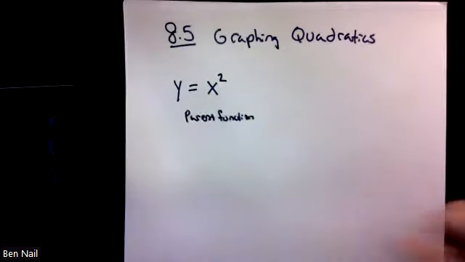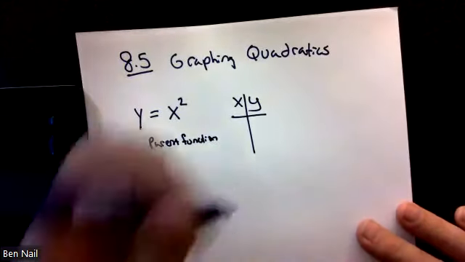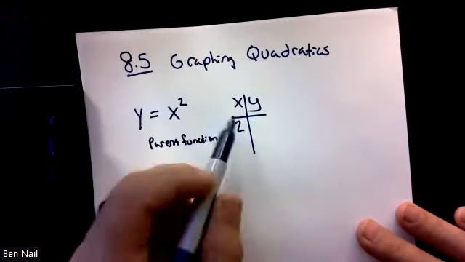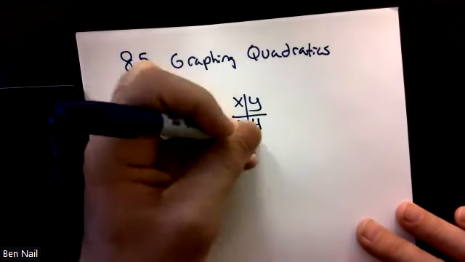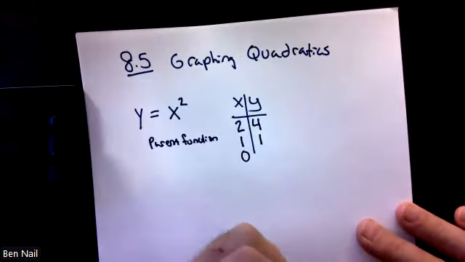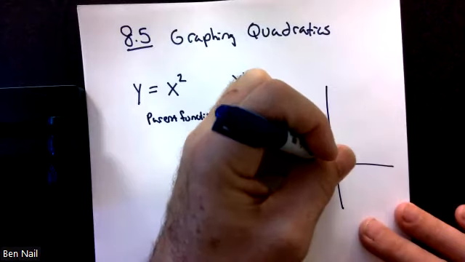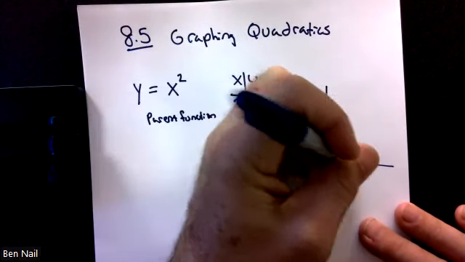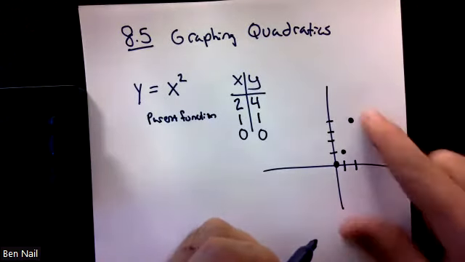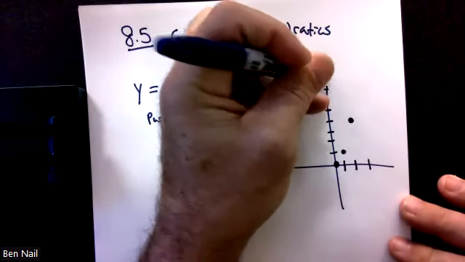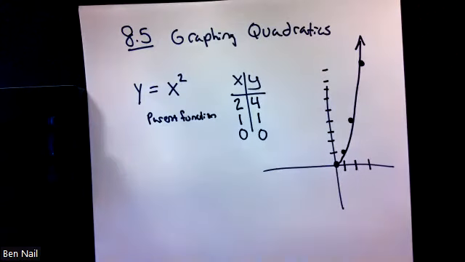So if we were going to graph y equals x squared, I'm going to make an xy chart. If I make x 2, squared would be 4. If I make x 1, 1 squared is 1. If I make x 0, 0 squared is 0. So if I wanted to graph those, we get 0, 0, we get 1, 1, we get 2, 4. And actually, if we were to keep going, 3 squared is 9. That'd be way up here.